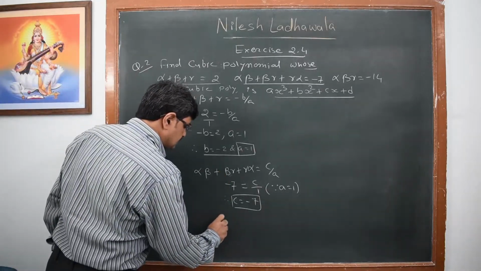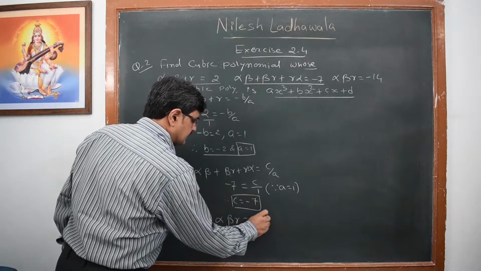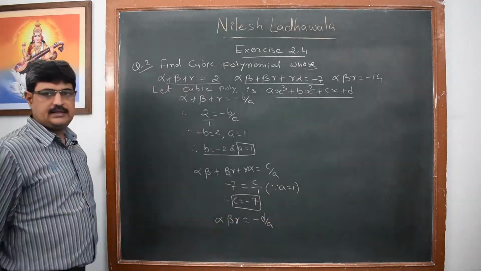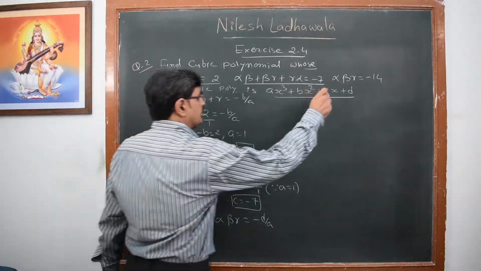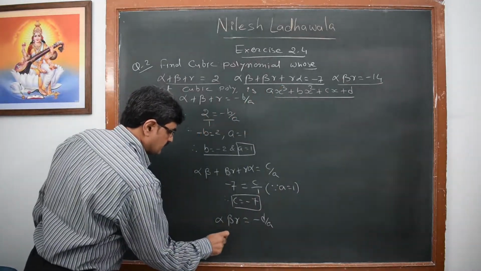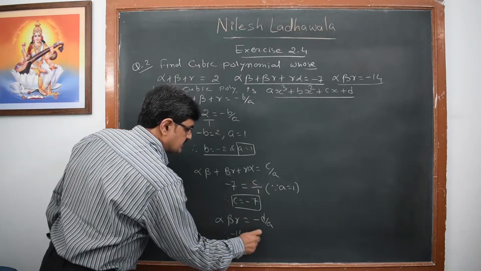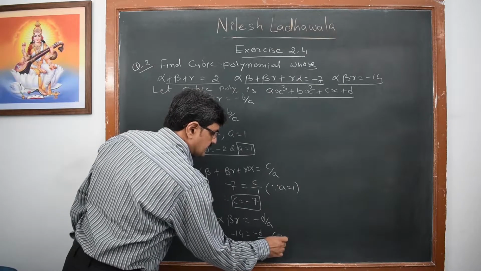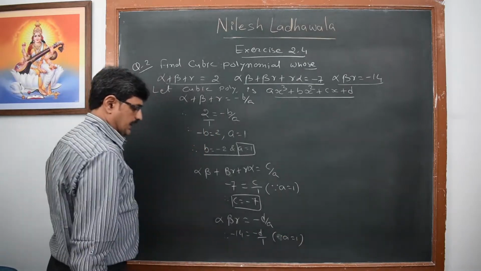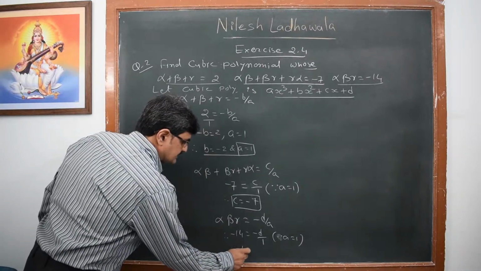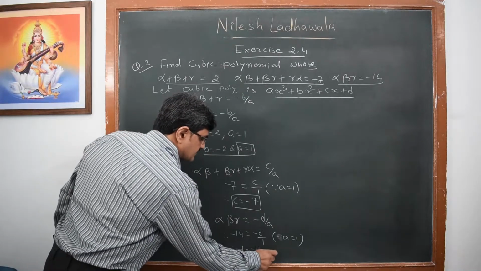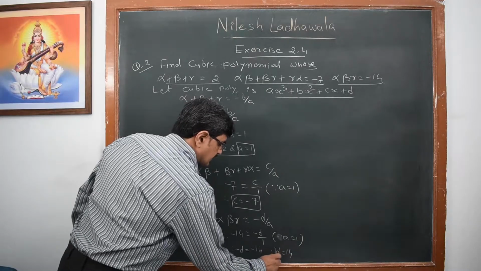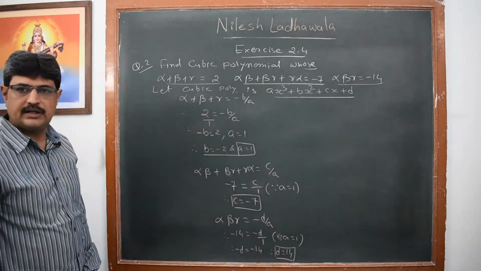Now I will use the third formula, alpha beta gamma, for obtaining d. In place of alpha beta gamma I can write minus 14. So it is minus 14 is equal to minus d upon a. Again we can write a is equal to 1. And hence I have minus d is equal to minus 14, so that we have d is equal to 14.